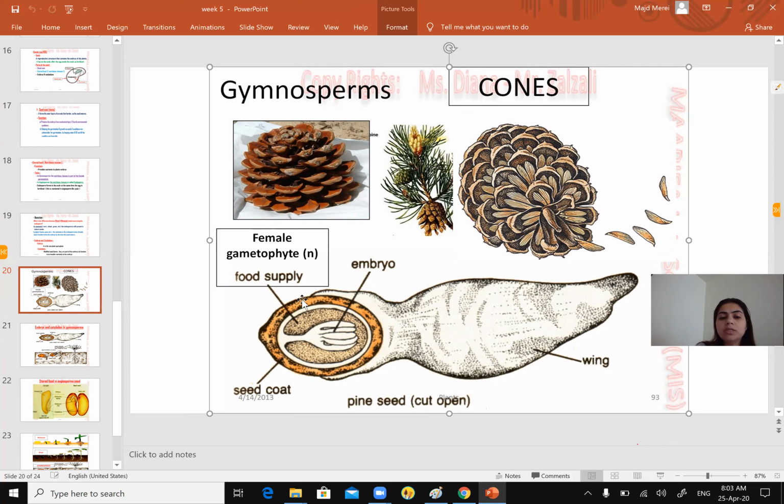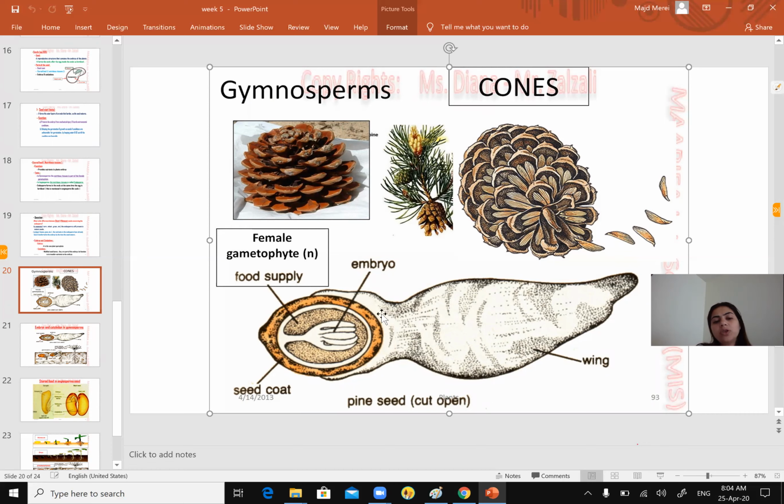This diagram shows the three parts of seeds in gymnosperms. Remember that both angiosperms and gymnosperms are seed-producing plants. But in gymnosperms, seeds are unprotected, if you remember. They develop between these scales. So the wing here is actually the scale. You can notice here the three parts of the seed within gymnosperms, for example, a pine seed.